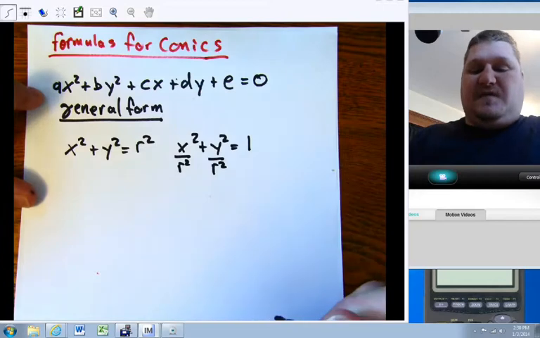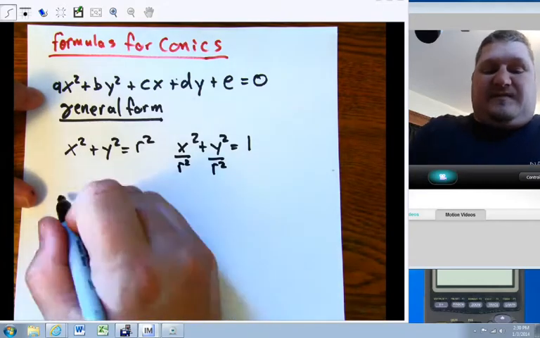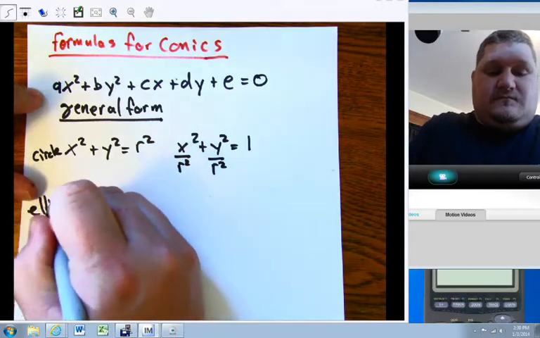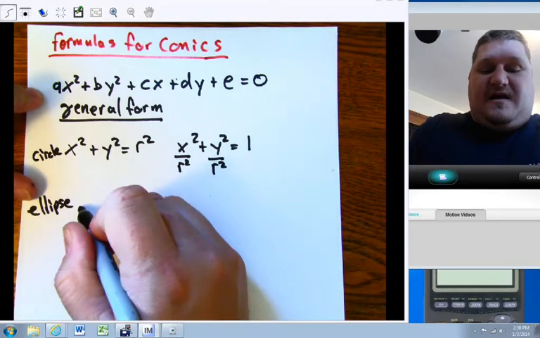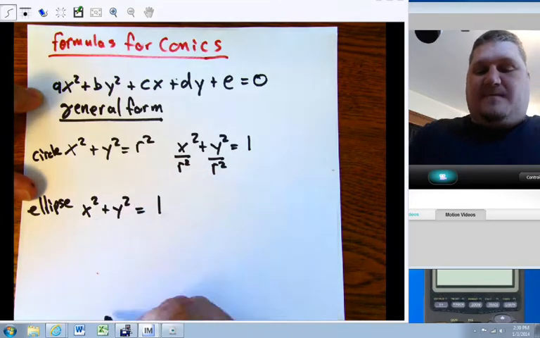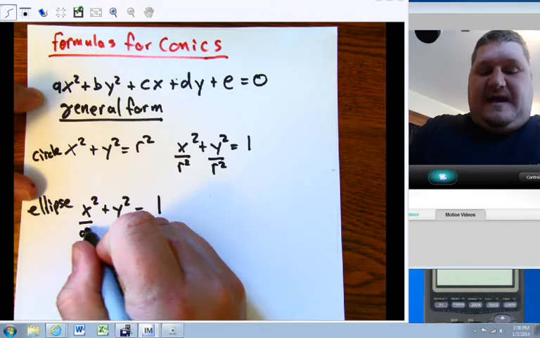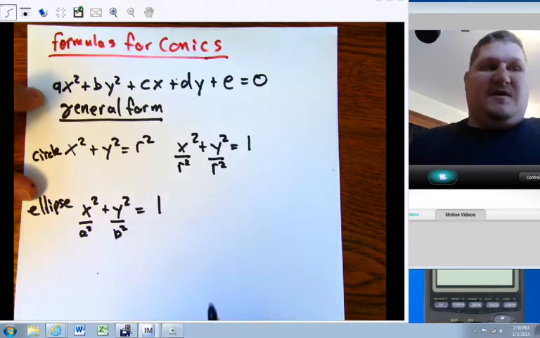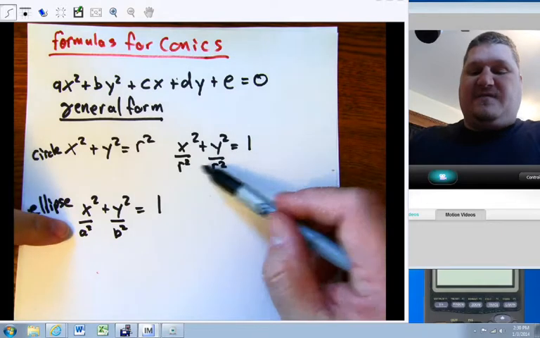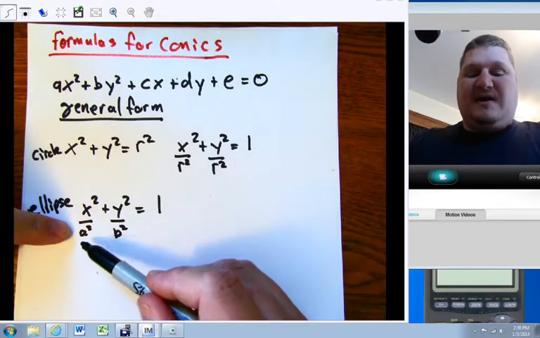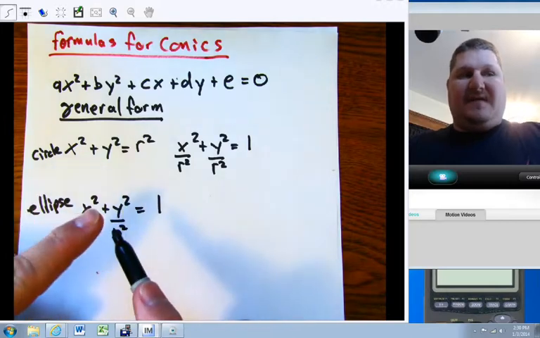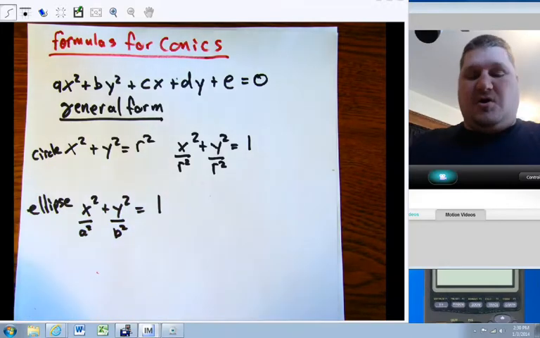Couple reasons for that. When we go to an ellipse, we have x squared plus y squared equals 1, but it's over a squared and b squared. The only difference between a circle and an ellipse is that the radii are the same on a circle, but on an ellipse you have a major axis and a minor axis. One is going to be larger than the other. So we need to deal with that.